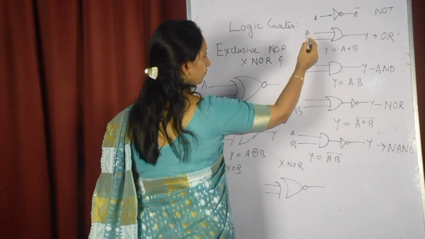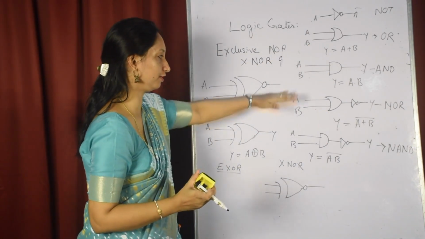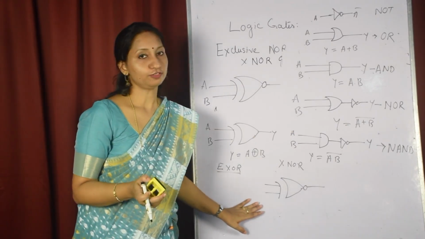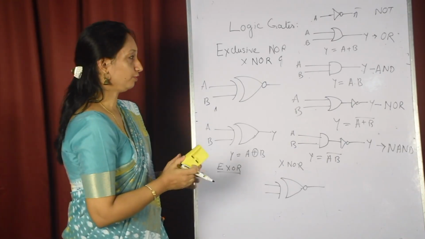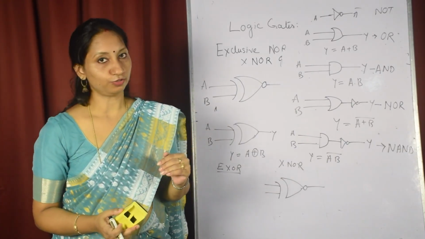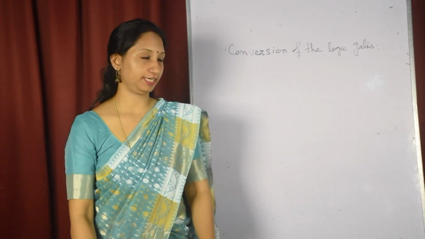So how many gates have we learned? 1, 2, 3, 4, 5, 6, 7. So these 7 gates we have discussed today. Next, another topic we will discuss now, that is the conversion of logic gates. So now the next topic is conversion of logic gates.